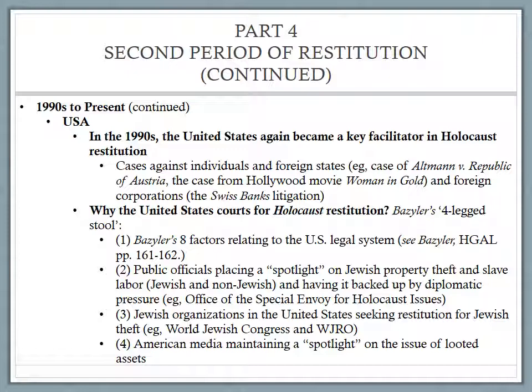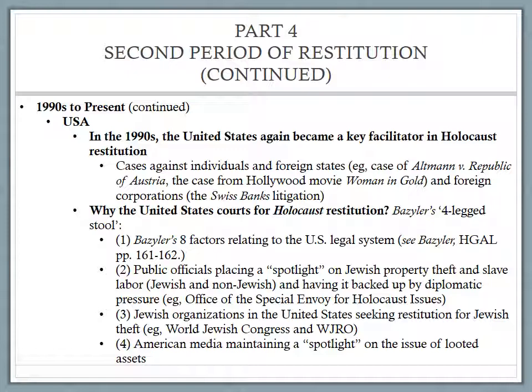A legal culture in which lawyers are willing to take high-risk cases with low probability of success in order to test the limits of the law. Fixed and affordable court filing fees when filing a civil lawsuit. The ability to have a jury trial in civil litigation, and the existence of an independent judiciary that does not take so-called marching orders from the political branches of the government. So all of those factors relate to why the U.S. legal system was primed and available for Holocaust restitution.